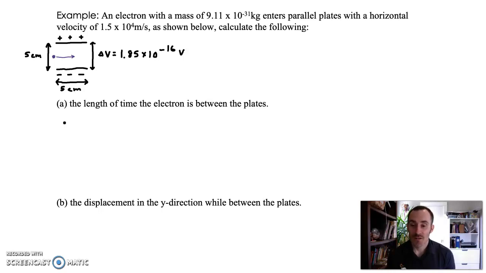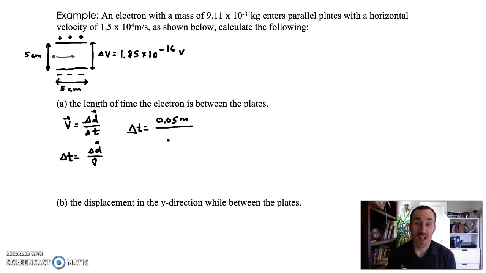So remember that velocity is displacement divided by time. And so if we're calculating time, time is equal to displacement divided by velocity. These are vectors. Okay, and so now the time is going to be equal to that 5 centimeters, or 0.05 meters, divided by the velocity it has going through the plates.